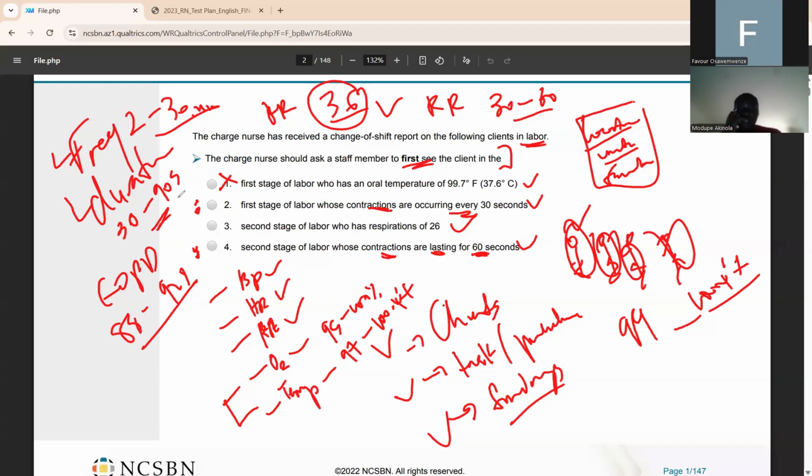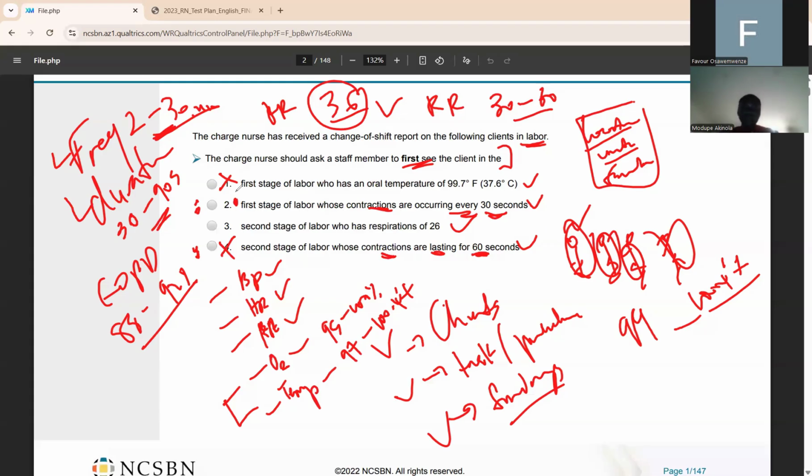True or false? True. So this patient is fine. We are left with 2 and 3. Now, 30 seconds, me and you can both agree that it's not within range. True or false? Yes. So these patients look like they need care. So let us keep these patients. Now we are left with option 3.